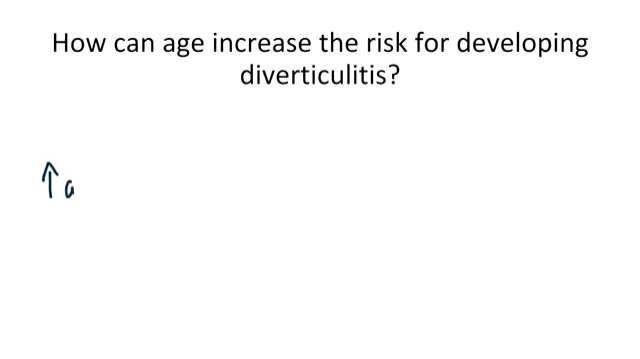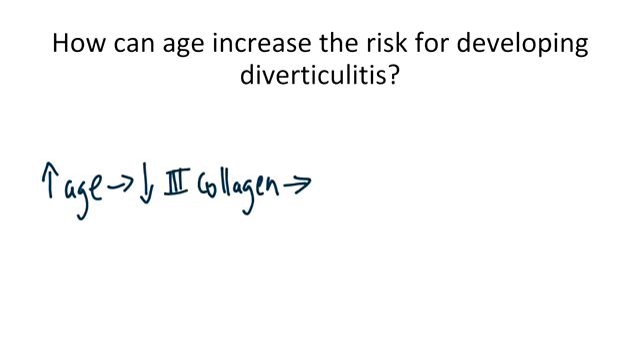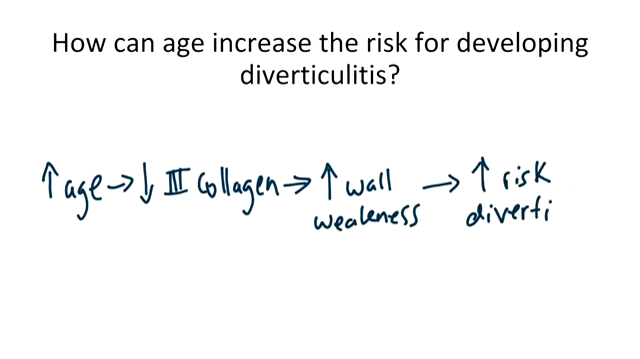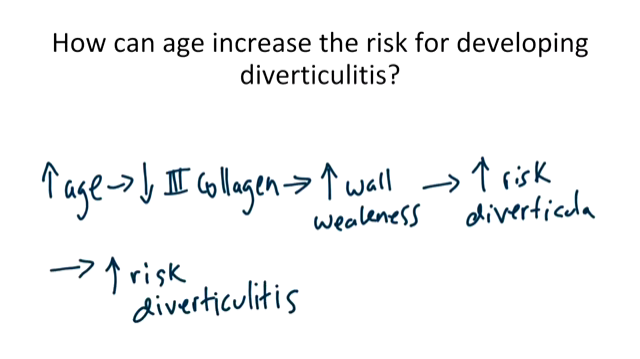So increased age results in decreased type 3 collagen, which results in increased wall weakness, which results in increased risk for diverticula. And as the patient has diverticula, their risk for diverticulitis increases. It's important to know that increased intra-abdominal pressure contributes to the development of diverticula. So the administration of fiber can reduce constipation and ultimately the risk for developing diverticula.